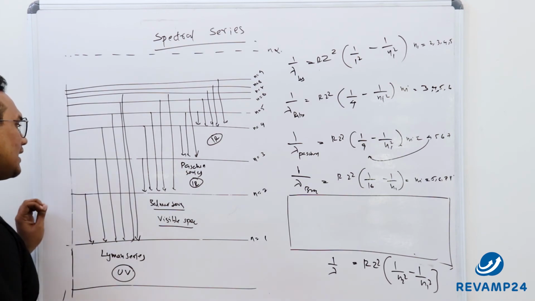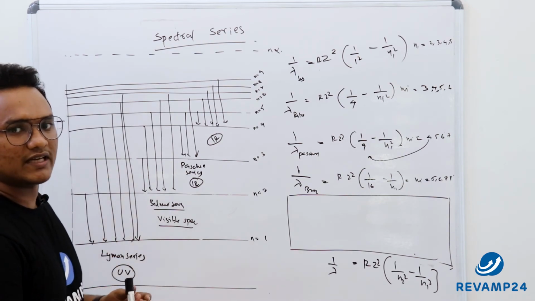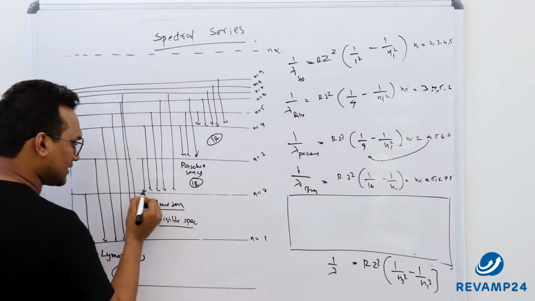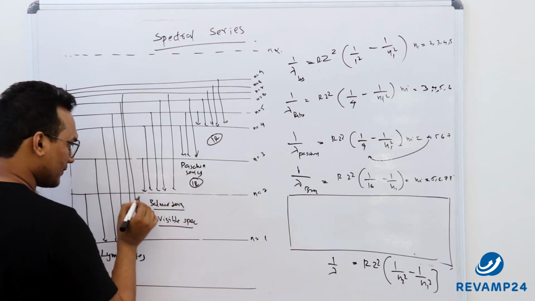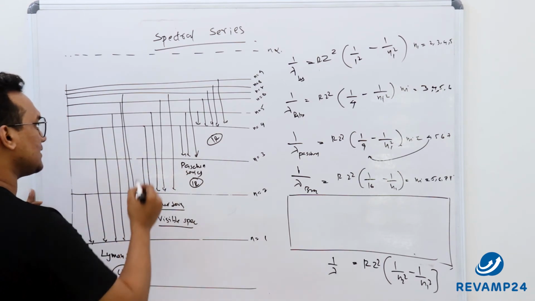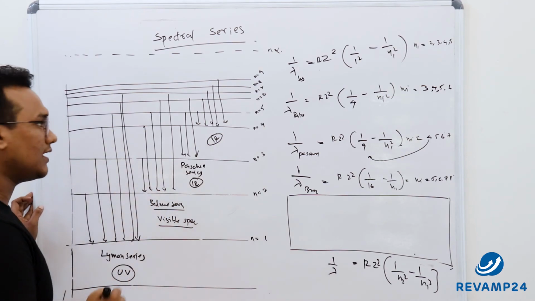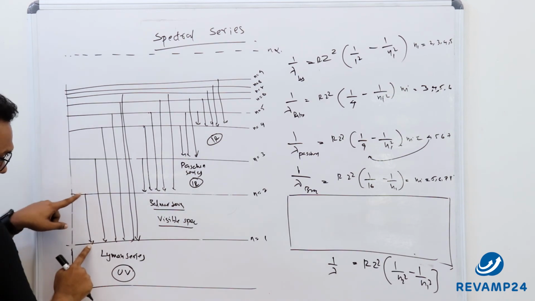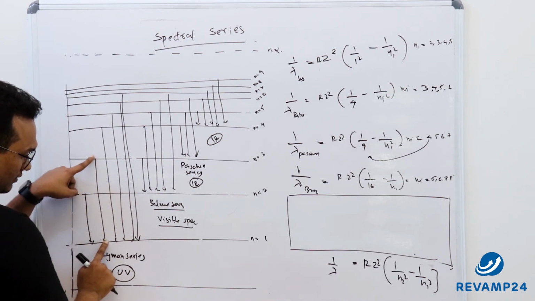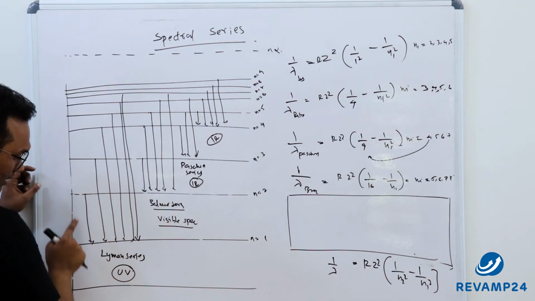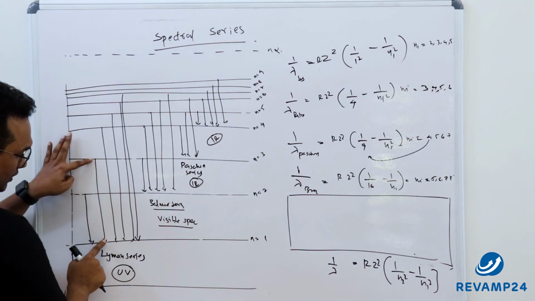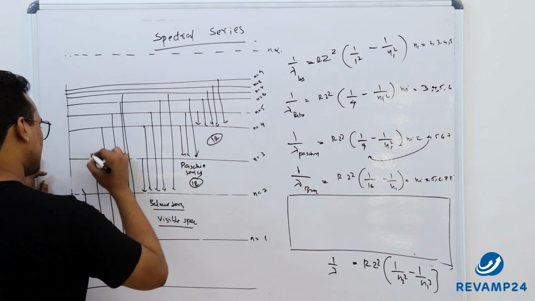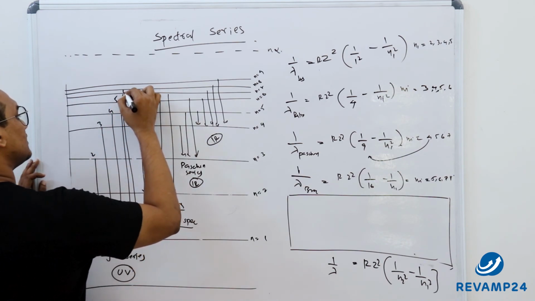Now in the question they may ask what is the wavelength associated with the third line of the Balmer series. The first line of the Balmer series is from 3 to 2, the second is from 4 to 2, and the third is from 5 to 2. Similarly for the Lyman series: 2 to 1, 3 to 1, 4 to 1, 5 to 1, 6 to 1, 7 to 1 are the first, second, third, fourth, fifth and sixth lines.